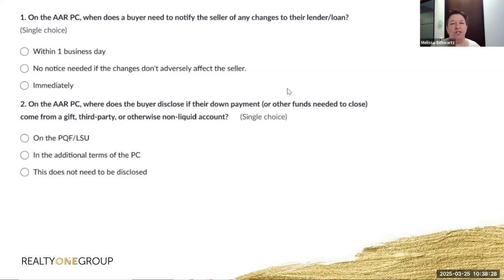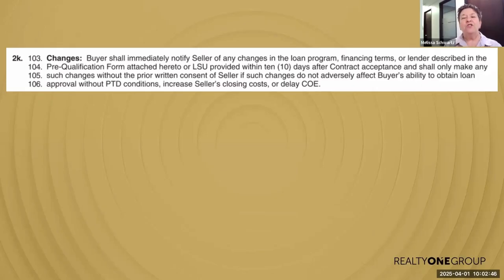On the AAR purchase contract, when does a buyer need to notify the seller of any changes to their lender or loan? So the answer to the question is immediately. All right. And we had a little conversation about that, but the challenge that we were discussing was if the changes impact the seller, but that wasn't what the question was. The question was, how soon do you need to notify? The notification needs to take place immediately. Do you need to get a prior written consent? That's a totally different question. But you do need to notify if there are changes in the loan program.